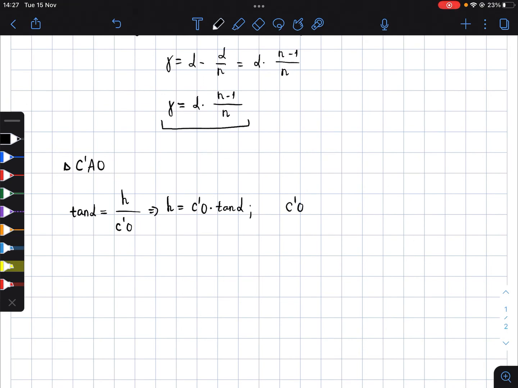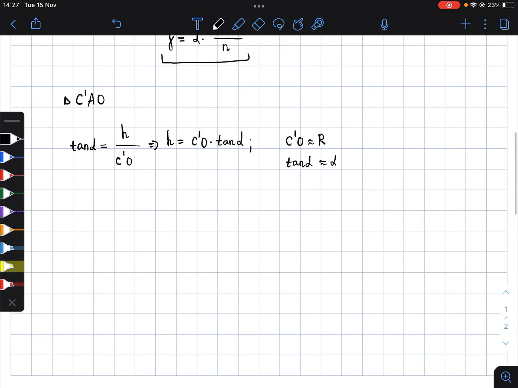C prime O is approximately equal to our radius, and tangent alpha is going to be just alpha because of small angle approximation. So it means that I can write my equation in another way. H is equal to just R multiplied by alpha. H is equal to R multiplied by alpha.